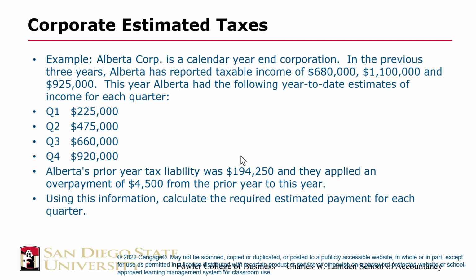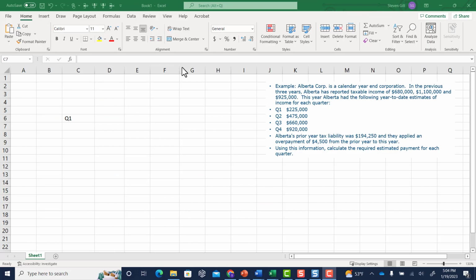What we're going to do is I'm going to take us out to Excel and we're going to complete the question in Excel. All right, so I've got the Excel spreadsheet up. Let's get started. So let's look at the facts. Alberta Corp is a calendar year end corp. Okay, that makes it easy.